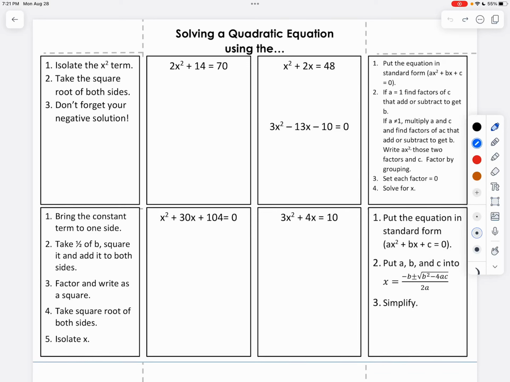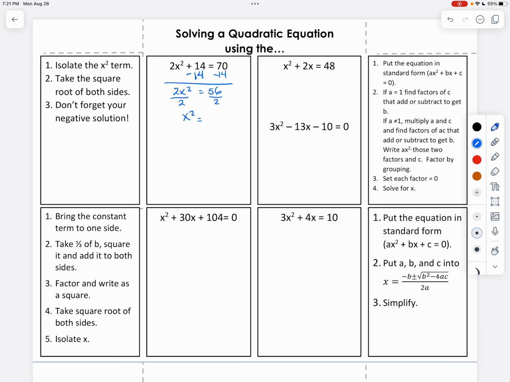All right, we have four methods for solving quadratic equations. The first is called the square root method, and we use that when we do not have an x term. 2x squared plus 14 equals 70 has no x term. So we start by isolating the squared term. We're going to subtract 14 from both sides, and 2x squared is 56. We will divide by 2.